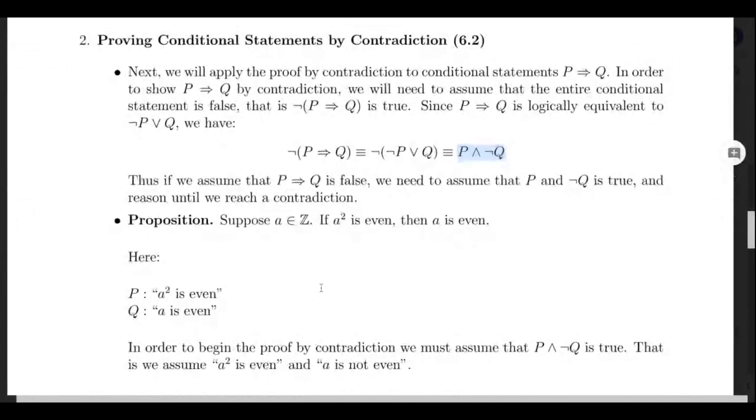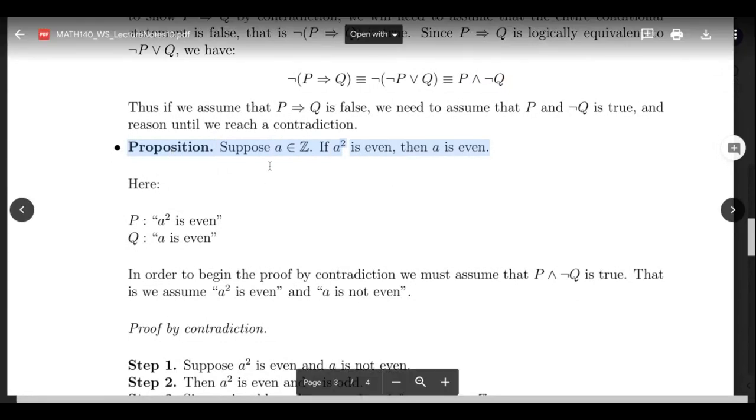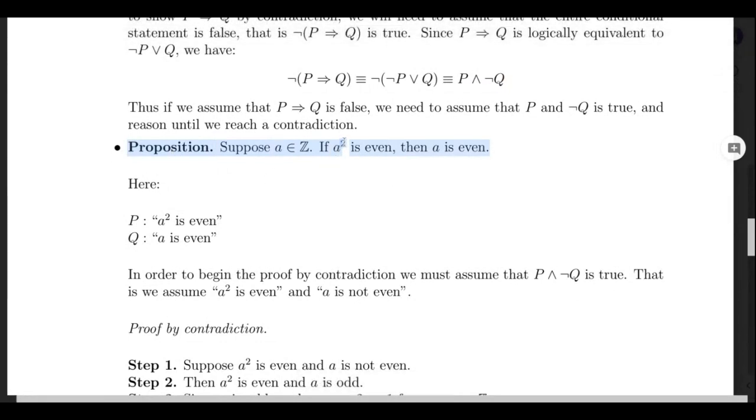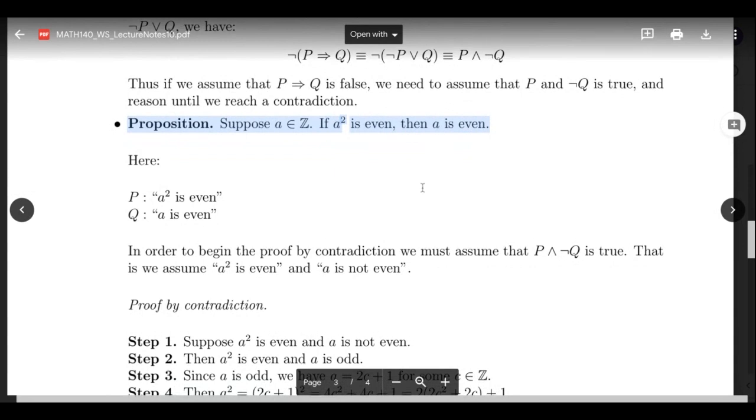Well, let's see this proposition. Suppose A is an integer. If A squared is even, then A is even. Right? Of course, we can prove this by direct proof. Just read out, if A squared is even, you go from the definition of it. But let's try to prove this by contradiction.